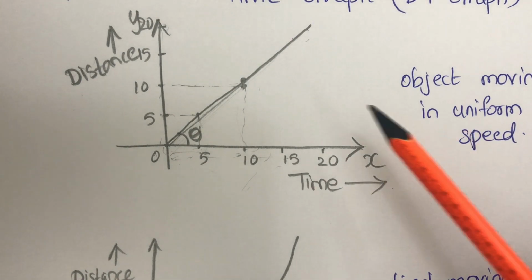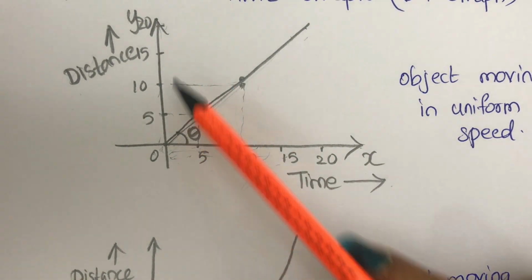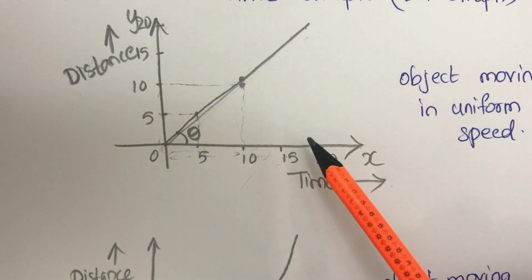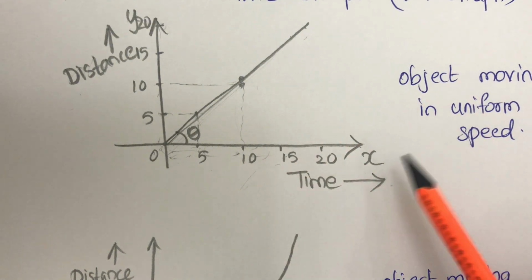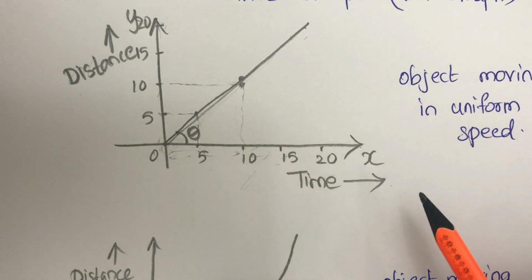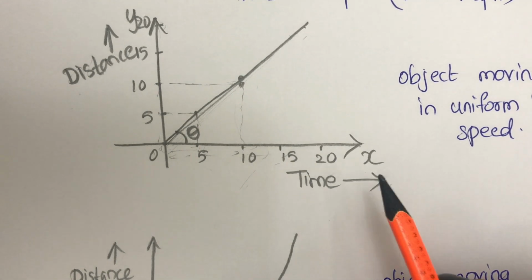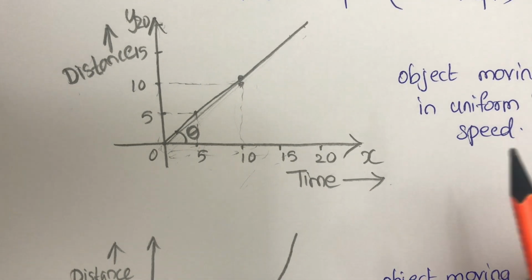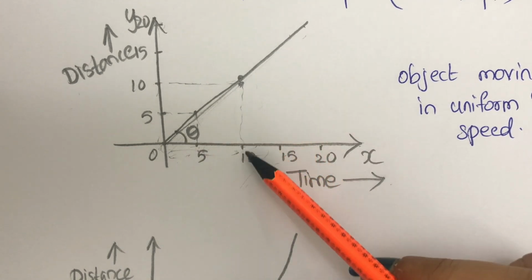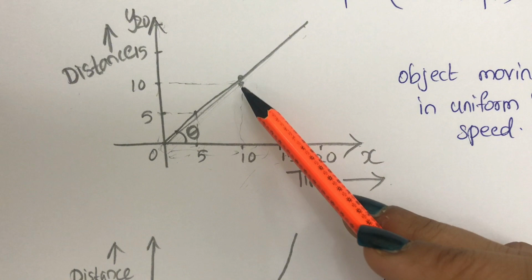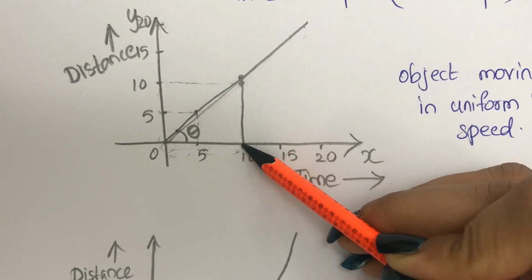So what does the slope tell of a distance-time graph? The slope of a distance-time graph should tell something, no? Actually, the slope of the distance-time graph is giving us speed. Slope is equal to speed in a distance-time graph. So here, how will we find the slope? You have not learned this. Actually, this is trigonometry, but I'll tell you.